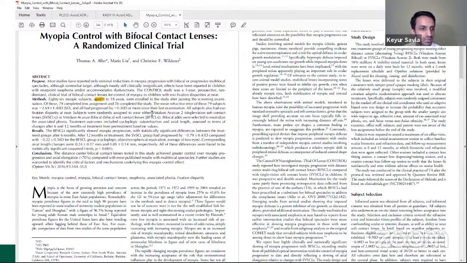Okay, they used an intervention where participants were randomly assigned to wear either Vistakon AccuView or Vistakon AccuView bifocal. So, okay, now I know what the interventions they used are. Okay, results. This will help me understand. So these were the intervention or comparison that they used, and my outcome would be significantly slowed myopia progression.